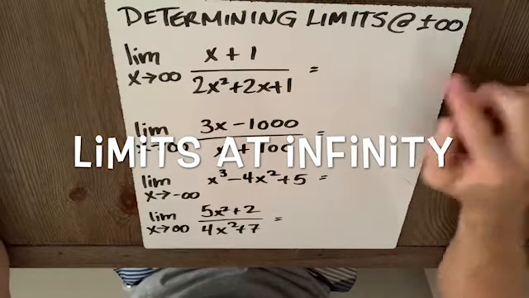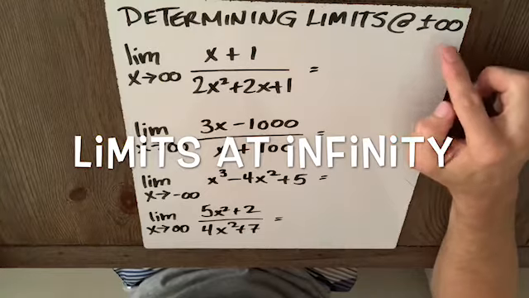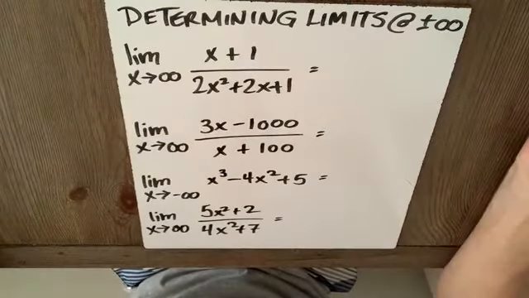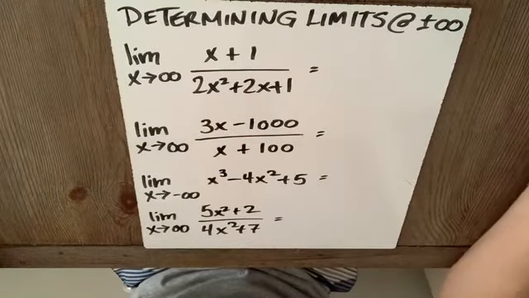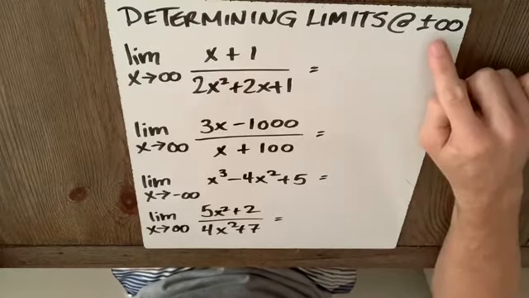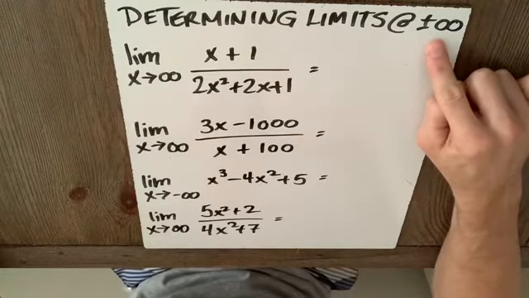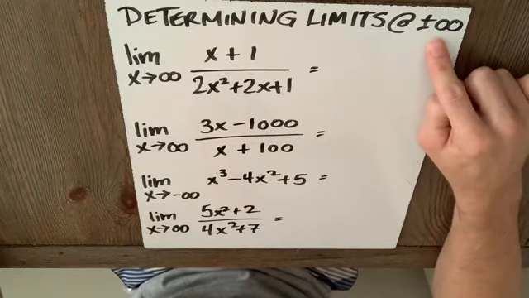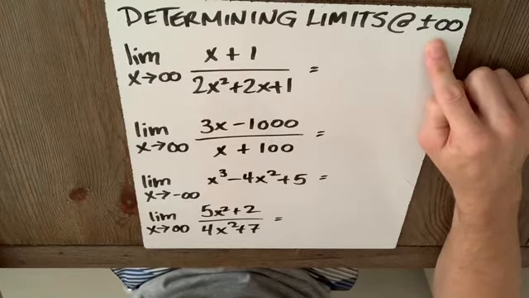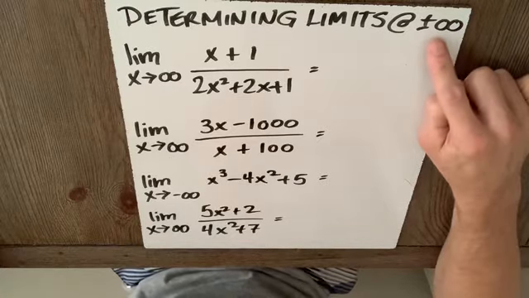Determining limits at plus or minus infinity. The most important thing here to realize is as x is getting extreme, so x is going to plus infinity or minus infinity. That's not a billion, that's not 10 billion, that's not a quintillion. That's far beyond our imaginations.